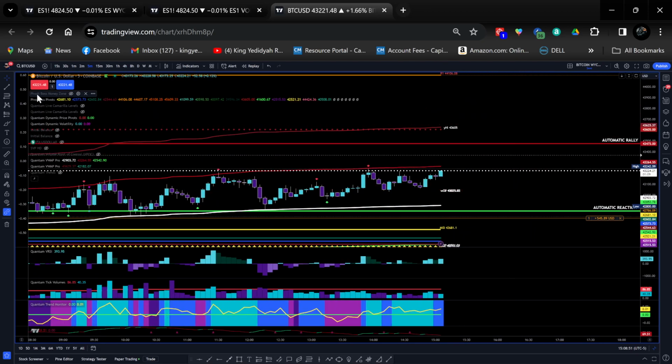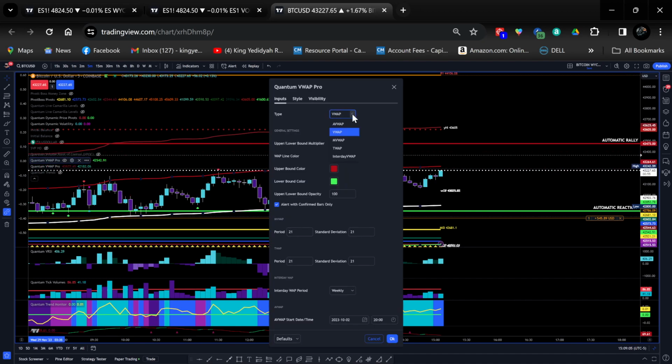And this VWAP is from Quantum Trading. So you could check out quantumtrading.com, and that's from Anna Coulling. She does a lot of volume price analysis, and they developed their VWAP with a lot of features. It has anchored VWAP, regular VWAP, moving VWAP like a moving average, time-based VWAP, and intraday VWAP. So you could check those out.